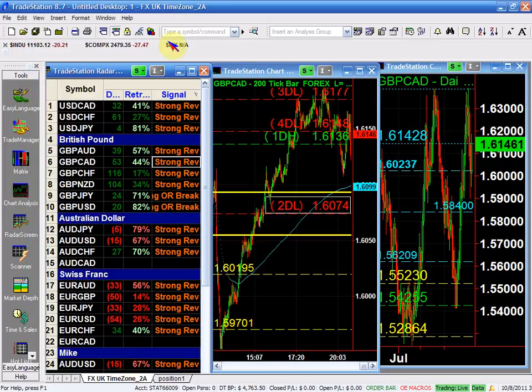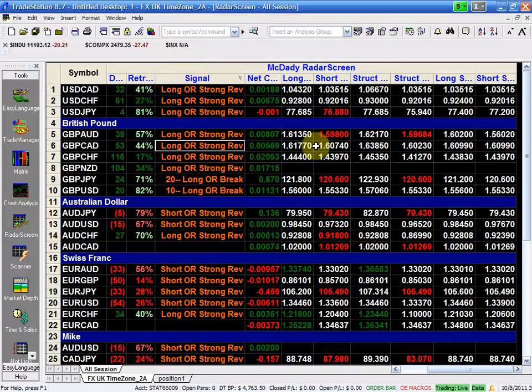So the pound CAD, to wrap it up, we're going to go long above 161.77. We have a structure point of 163.85, and our stop on the long side is 160.99. It's quite a decent stop here, risking about 77 pips, 80 pips on that stop.